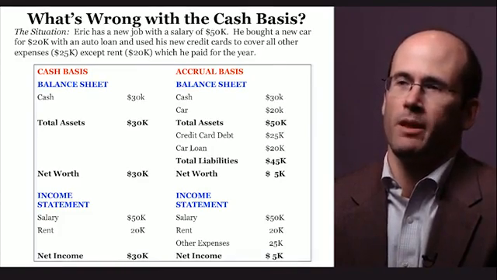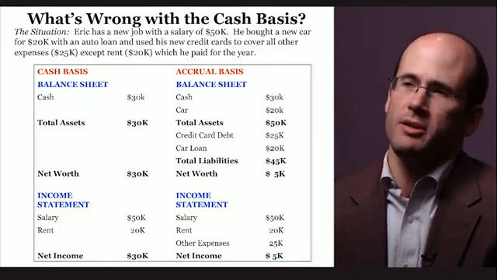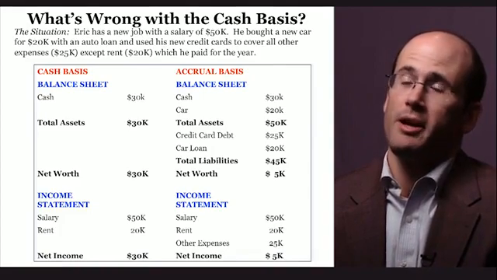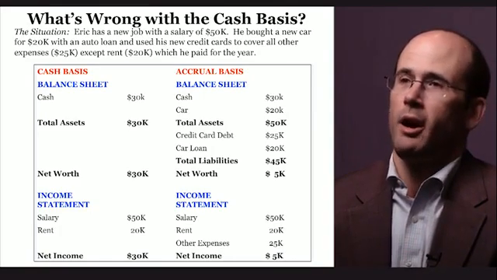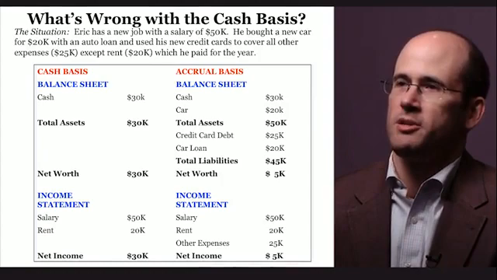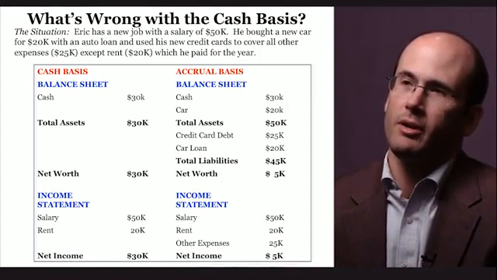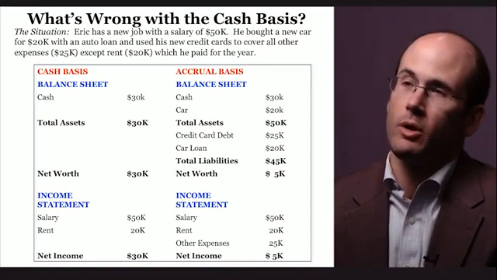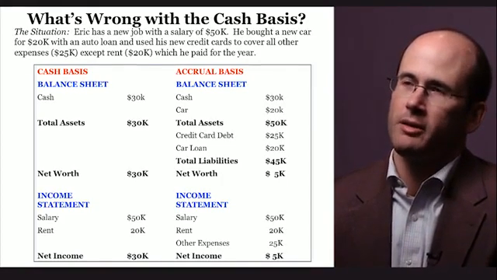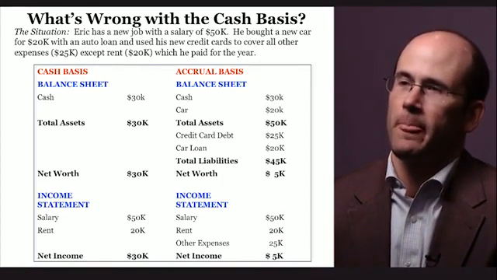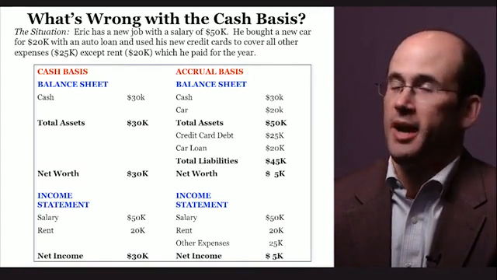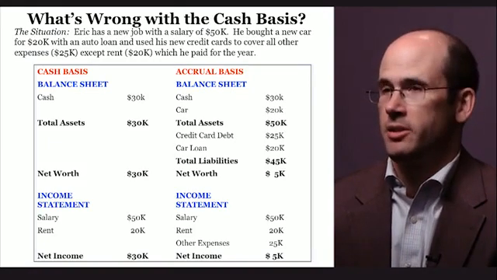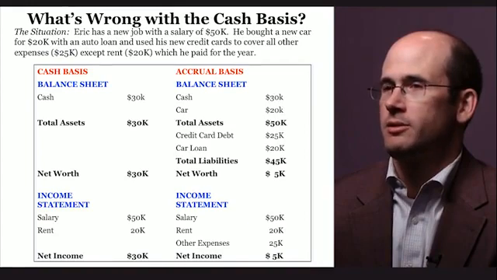But that's not really the true picture, because if we shift to the accrual basis on the right-hand side of the screen, I still have my $30,000 in cash, but I also have another asset. I have a car. I bought a car, and I have the right to use that for a period of time. And that car, when I bought it, was worth $20,000. So under the accrual basis of accounting, that should be recognized as an asset. So you can see when you move from cash to accrual basis, your assets have gone from $30,000 to $50,000.